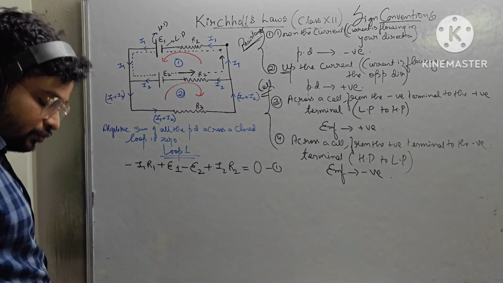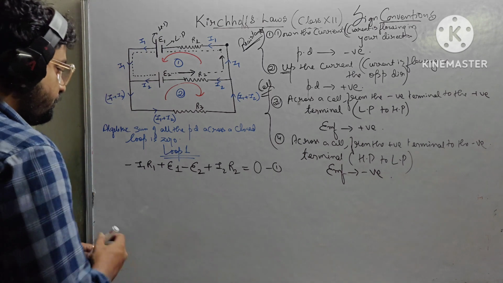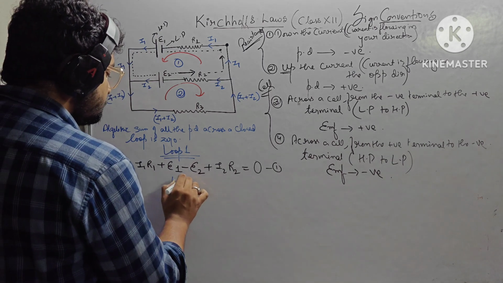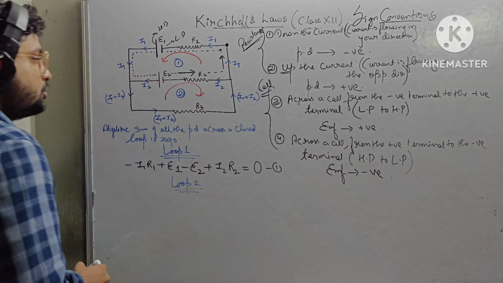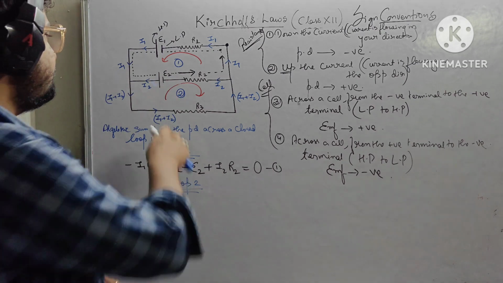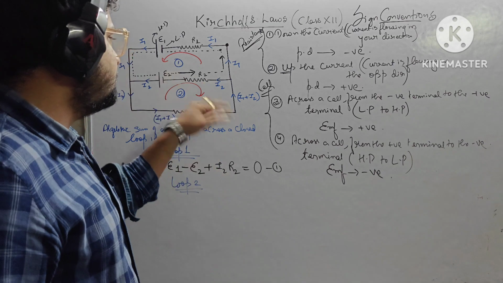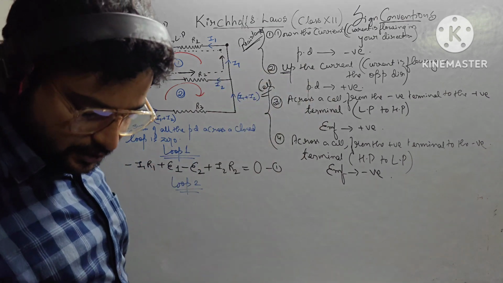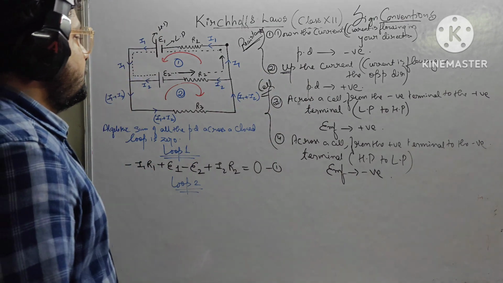Let us take loop number 2. Loop 2 is this one. Here I have decided that I will go in this direction. This is my wish, I will go in this direction. If you want, you can go in the opposite direction also, no problem.